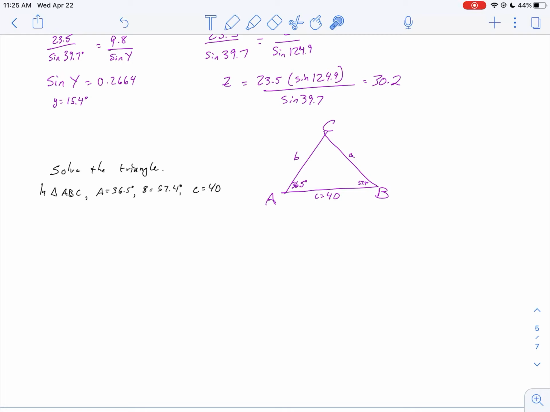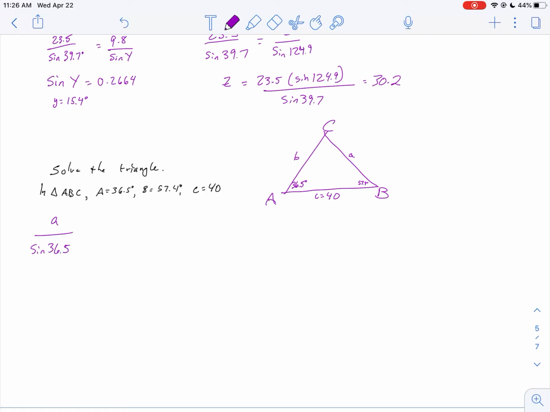I don't know how it went for you, but you'll notice pretty quick, if you're trying to use the law of sines, I don't have a pair, right? I don't have little a, I've got big A. I've got big B, but not little b. And I've got little c, but not big C. So no matter how I set up my law of sines, I'm always missing something.